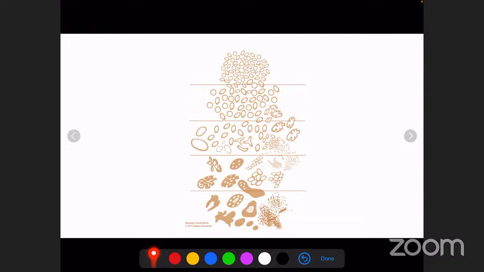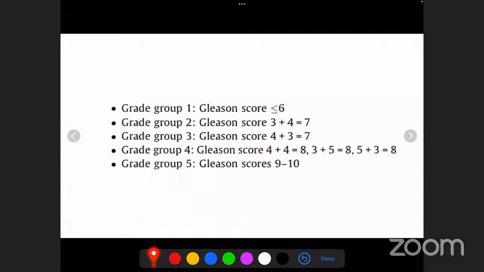Okay, so a few words about scoring. We basically score these patterns. Whenever you look at the biopsy or the core submitted, we see what the predominant pattern is. That predominant pattern is given the score first. For example, if the predominant pattern is score 3, we give it Gleason score 3. Then we look at the minor component. Suppose it is score 4, it will be given Gleason score 4. Then we add the two.